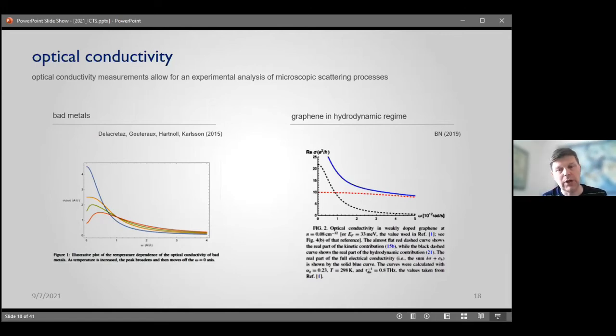And so in these systems, people used a combination of phenomenology and various hydrodynamic conjectures in order to come up with this sort of optical conductivity behavior, which is, however, very similar to what you get in graphene by means of this kinetic hydrodynamic calculation. And so hopefully in the future, one can extend these approaches and describe these so-called bad metals in a better way, but also hydrodynamically.